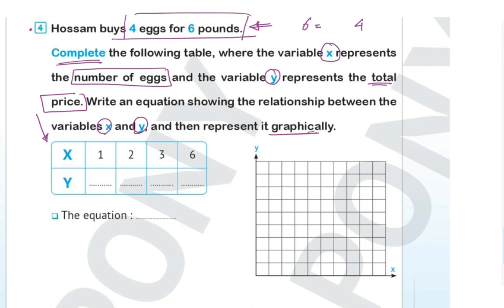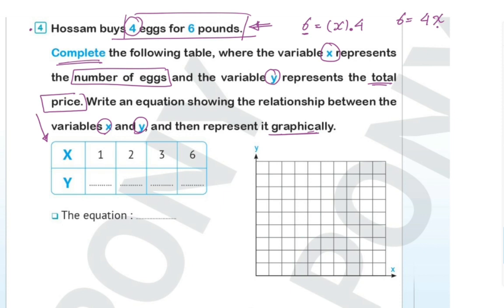Okay, now if I know the price of 1 egg times 4, the price of 1 egg times 4 will be 6 pounds. So here we have some unknown. There is a number here multiplied by 4, I get 6, right? Okay, now what's the number? If I multiply it by 4, I will get 6. Now I can say that 6 equals 4x.